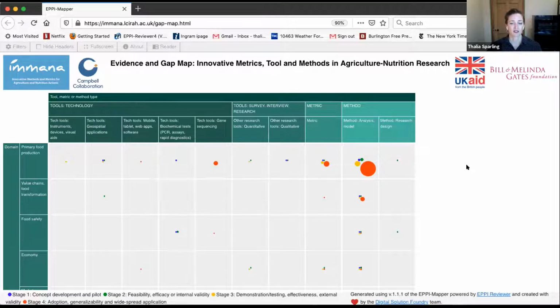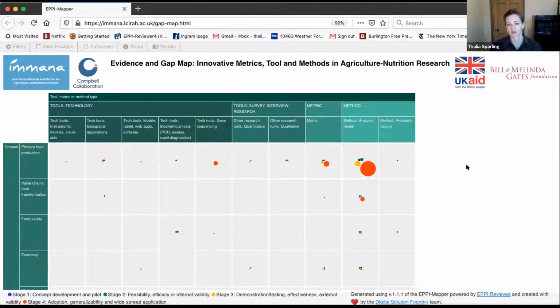So what you see here is an interactive map, and on the left are these different thematic domains that have been derived from these well-known theoretical pathways that were devised to describe the complex relationships and pathways that link agriculture, food systems to nutrition. And on the columns, you see different types of tools, metrics, and methods. So they're segregated by different types of tools, technology tools specifically, because there's a lot of tech that's being applied in this space. And then other types of research, survey, and interview tools.